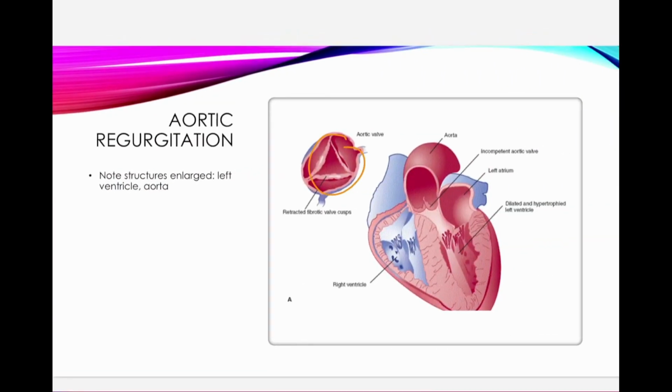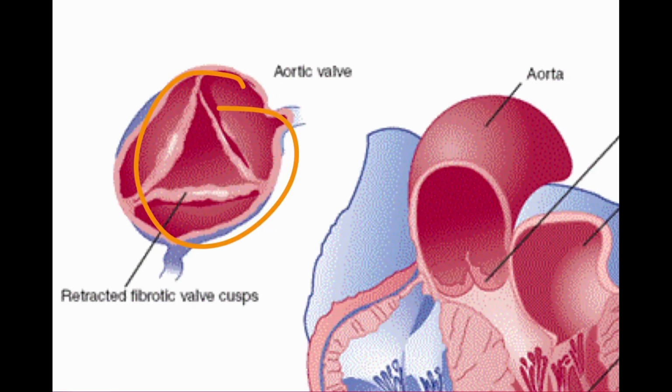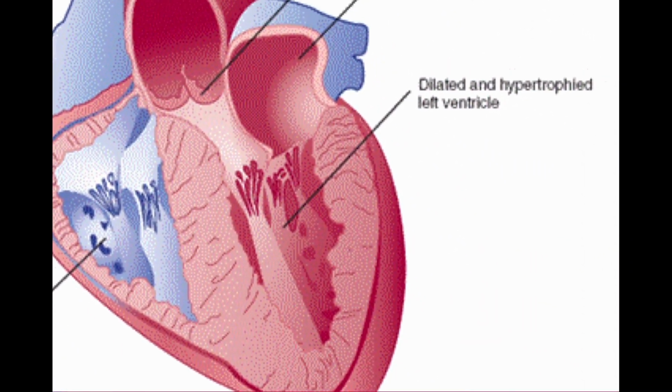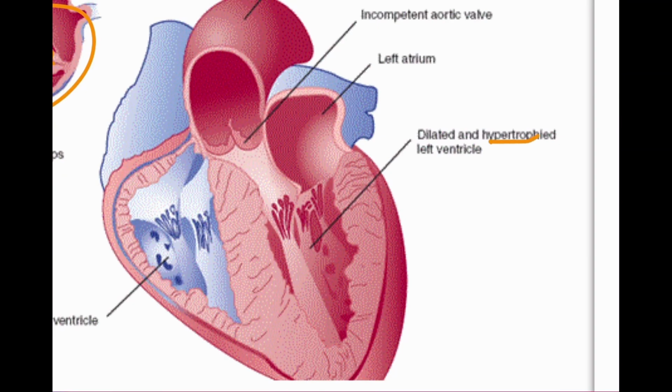So you can see here the structures don't close all the way, they're fibrotic, so all this area stays open during diastole when it should be all closed. Because of that, we get a dilated and hypertrophied left ventricle. Dilated because of the excess volume of blood that's going to be in that chamber. It's going to get bigger to accommodate all the blood. And it has to get thicker to squeeze all that blood out of the heart. So you get the hypertrophy there as well.